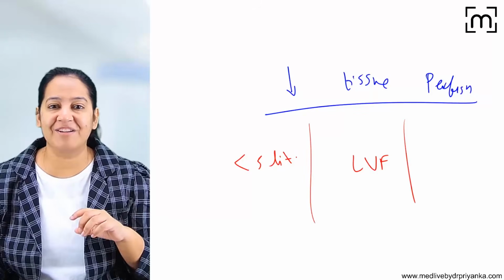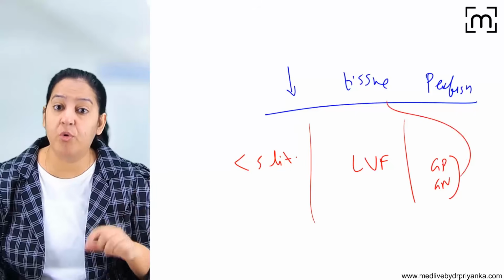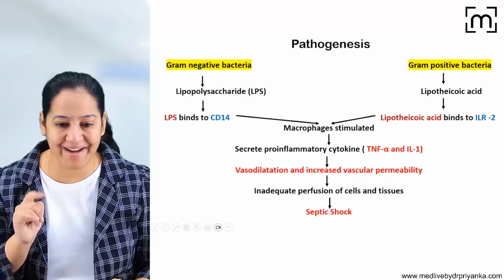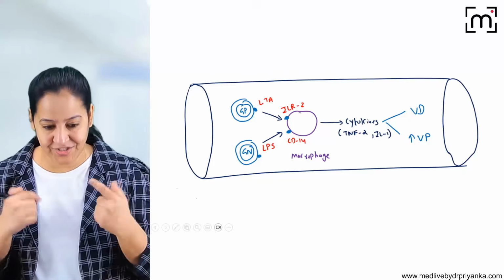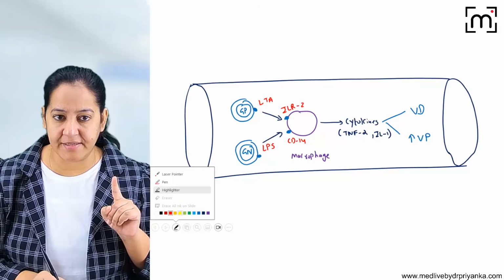But what will happen in septic shock? How are the gram-positive and gram-negative bacteria leading to poor tissue perfusion? For that, you have to understand the pathogenesis. It's difficult. I'm warning you, it's difficult. Please understand. Now imagine any gram-positive or gram-negative bacteria enters the human body.